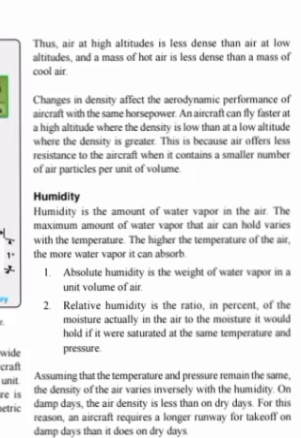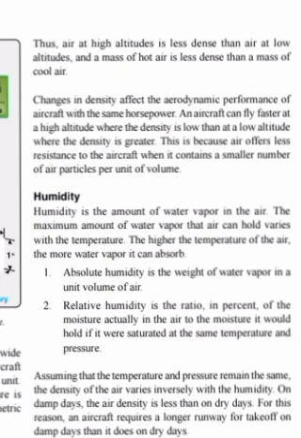Thus, air at high altitudes is less dense than air at low altitudes, and a mass of hot air is less dense than a mass of cool air. Changes in density affect the aerodynamic performance of aircraft with the same horsepower. An aircraft can fly faster at high altitude where the density is low than at low altitude where the density is greater. This is because air offers less resistance to the aircraft when it contains a smaller number of particles per unit of volume.